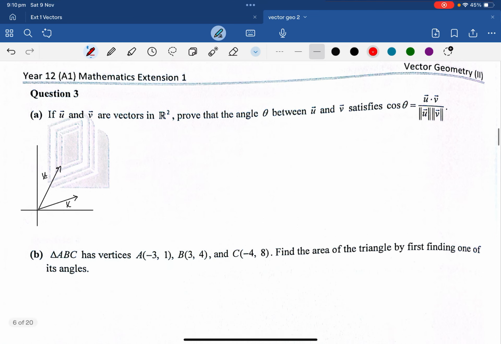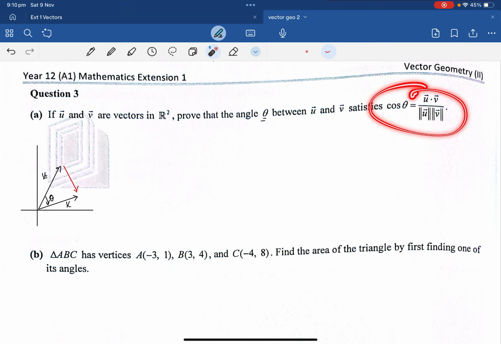Now let's draw the resultant, and the angle here, let's name it theta. Okay, easy. That's the information they've given us, and we want to show that the angle theta between this vector u and this vector v is equal to this equation that they've given us. And this isn't hard.